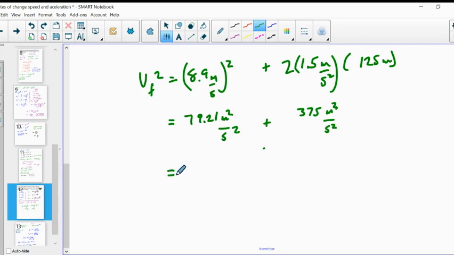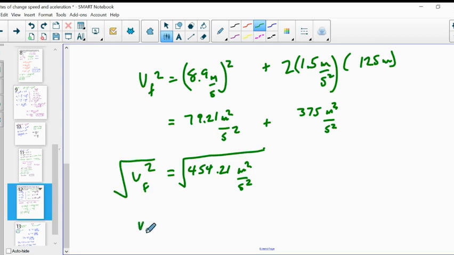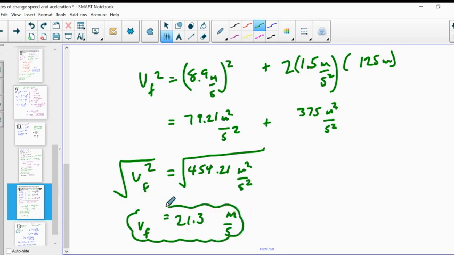So now I'm going to add those two numbers together. And when I do, I'm going to end up with 454.21 meters squared per second squared. And don't forget, this is our final velocity squared. So to get our final answer, we will take the square root of both sides. Our final velocity will be the square root of this number. And watch this, the units meters squared per second squared are just going to give us meters per second, which is awesome. And we're going to end up with the square root of 454.21, which is approximately 21.3 meters per second.